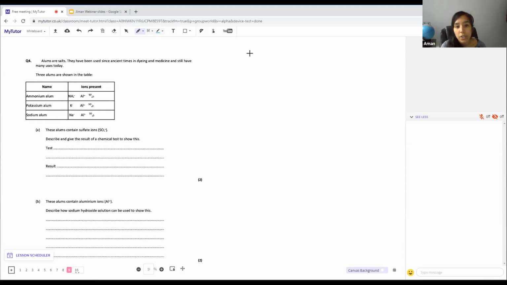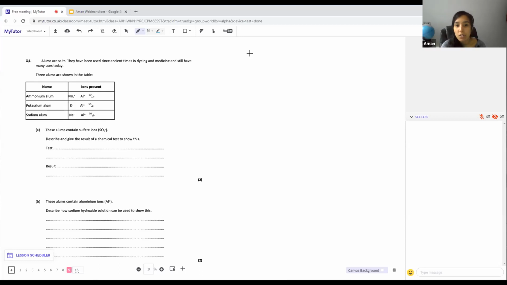I did teach this last lesson, so if you don't know the answer to this, that would probably be why. Okay, someone is saying flame test. Remember, negative ions cannot be tested using the flame test. You have to use positive ions only for flame tests. Good, so barium chloride. If we add barium chloride, that is correct.